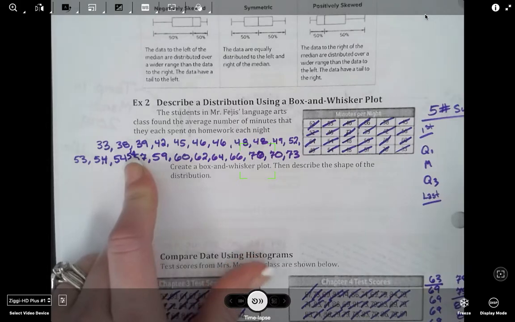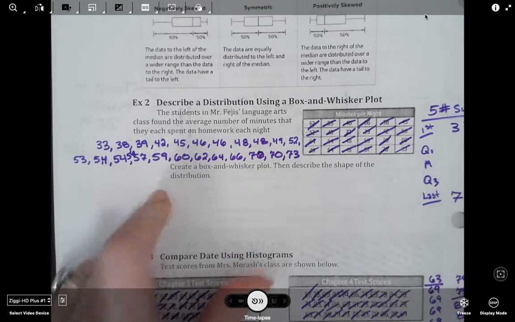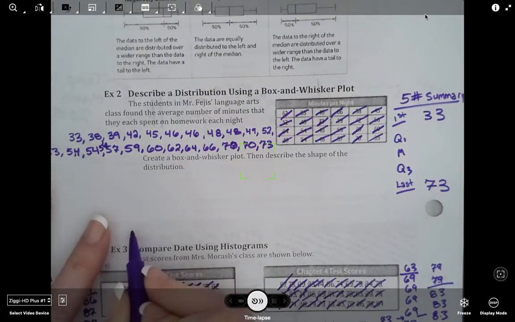All right, what's your first number? 33. What's your last number? Perfect. 33 and 73. All right, before I do anything else, I'm going to draw a nice pretty line here.